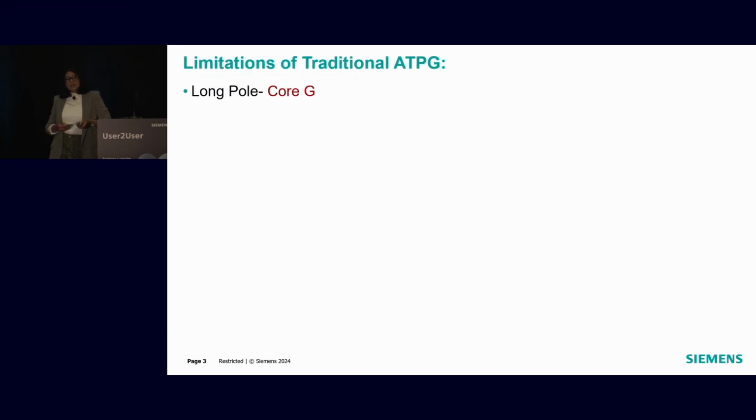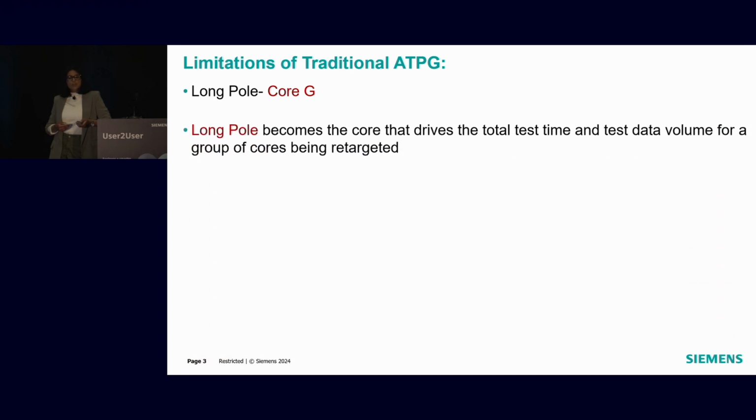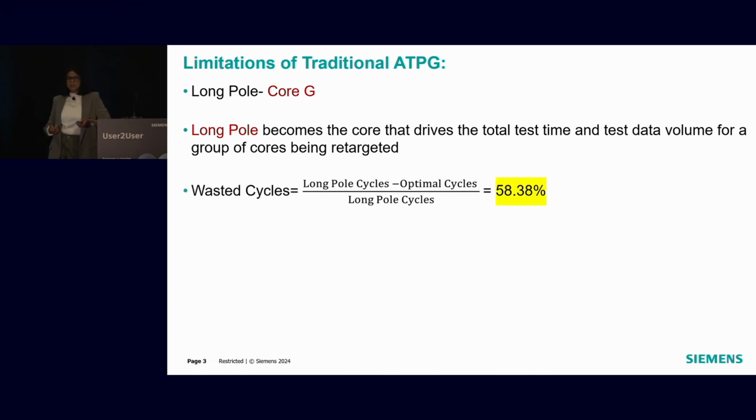So looking at long pole, core G really becomes your bottleneck that drives the total test time and the test data volume for finishing the test, right? It's a very simple concept to understand from the diagram that we saw. Now let's get a little bit into the mathematical expressions. So the wasted cycles, that orange portion on the previous slide, that really becomes the long pole cycles, which were the cycles being taken by core G, minus the optimal cycles.